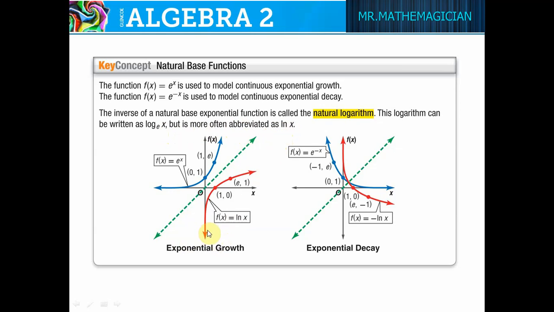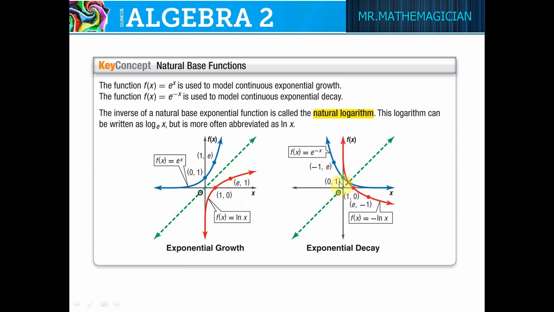Here in this figure, the function f of x equals e to the x is the exponential function representing exponential growth. That's why it's an increasing function as x goes from left to right. The inverse of this function is f of x equals ln x, the natural logarithm function, and it's a reflection of the exponential function along this line. This line is the line y equals x.